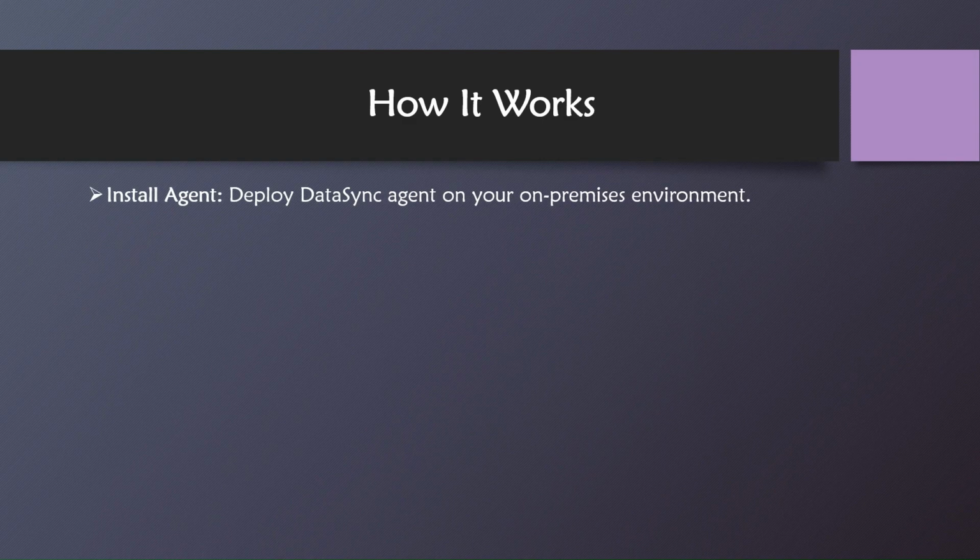AWS DataSync requires an agent to be installed in your on-premises environment. The agent acts as a bridge between your on-premises storage and AWS. It can be deployed as a virtual machine or as an application, depending on your setup. Once deployed, it securely connects your on-premises environment with AWS, enabling data transfer.